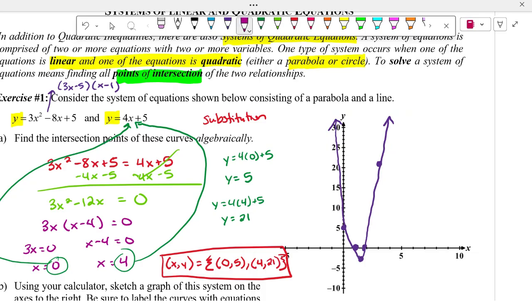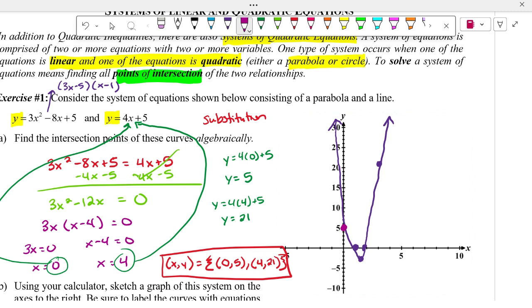Now, 4x plus 5. How do I graph a linear function? That's basically all Math 1. It's rise over run. Where do I start? At the y-intercept, which is 5. So that's why the intersection's there.